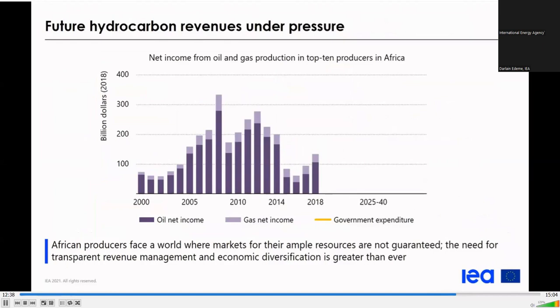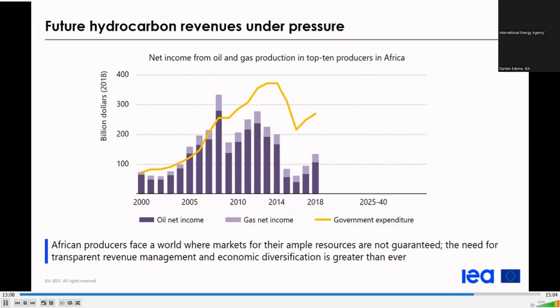What is striking is that there has been a high volatility of incomes over the last two decades. And if you link this to government expenditure, you can see that when the prices, when the revenues went up, government expenditure went up at a rapid pace. But in case of decrease, it was more difficult for governments to decrease their expenditure.